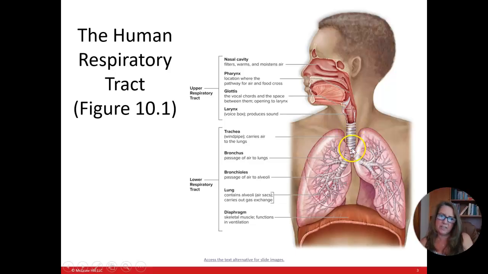So this trachea then is going to branch, and it's going to go into the right lung, which has 3 lobes, and the left lung, which has 2 lobes. You may ask yourself, why are there only 2 lobes on the left side? That's because we need room for the heart. So you can see this space here. So we branch the trachea into the left and right lungs, and this is called the bronchus.